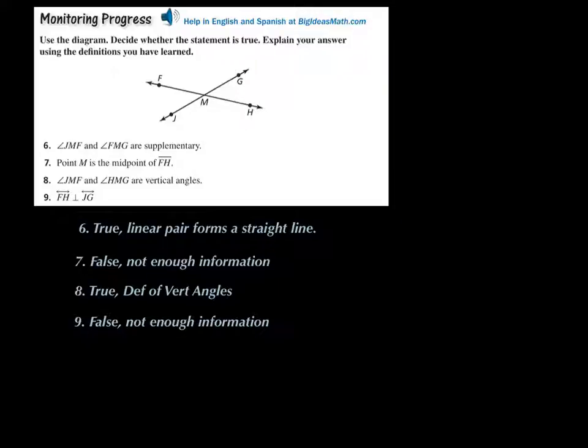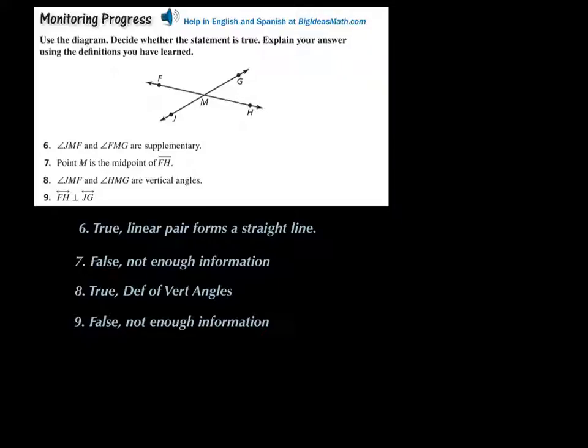Number 7 is false. M is not the midpoint of FH, even though it does look it. You cannot assume anything in this class. You have to have markings of some kind, or we have to have a definition that would prove that to be true. So that would not be true.